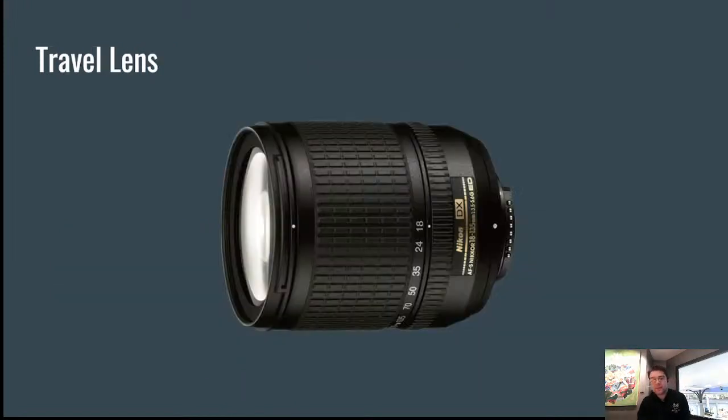And then last but not least, the travel lens. I said that we have a 24 to 105, but a great example is this 18 to 135 by Nikon. It's a great lens, but what I like about it is that it doesn't necessarily have the best f-stop, but it does everything.